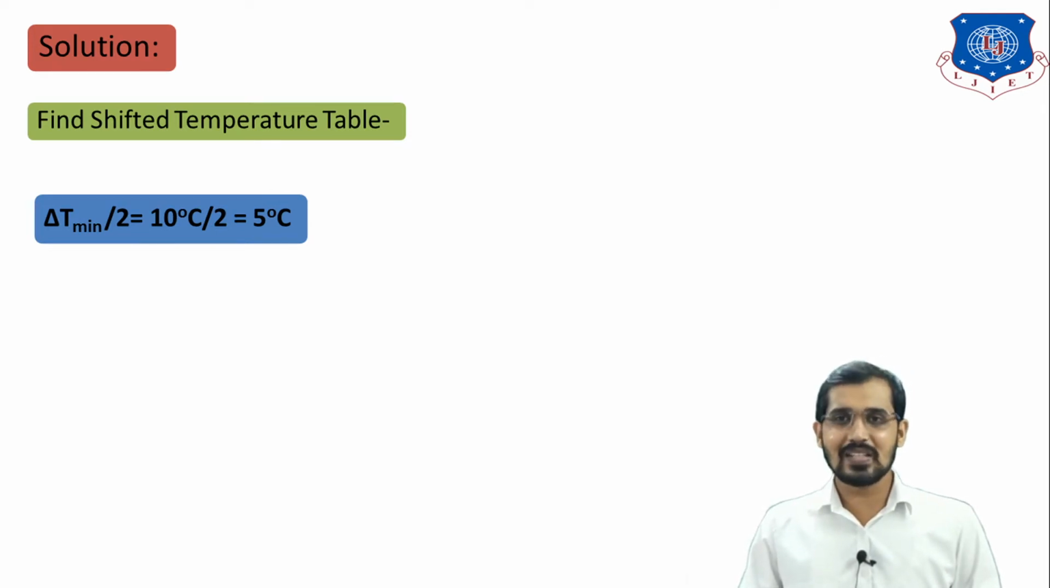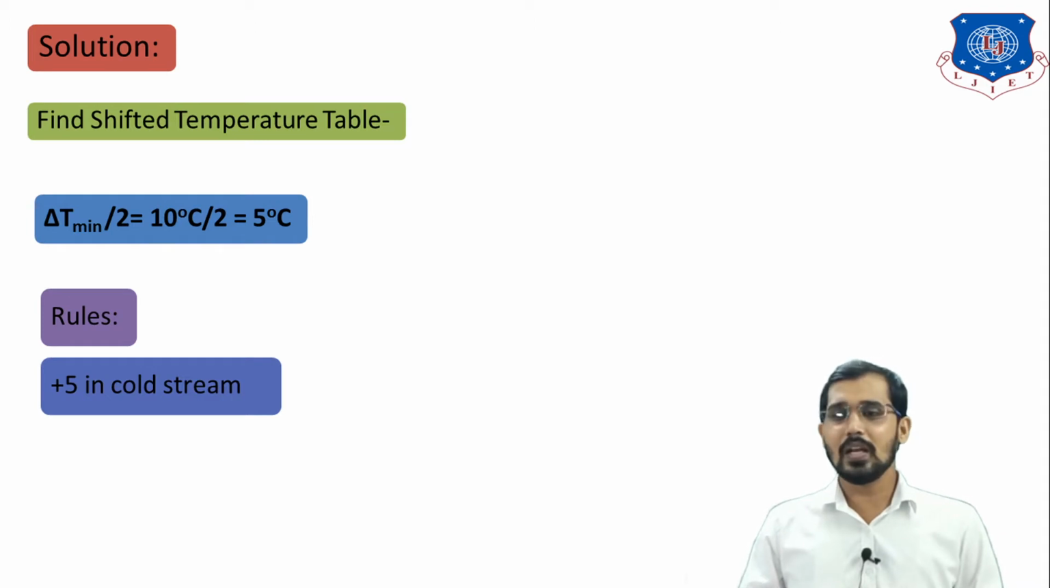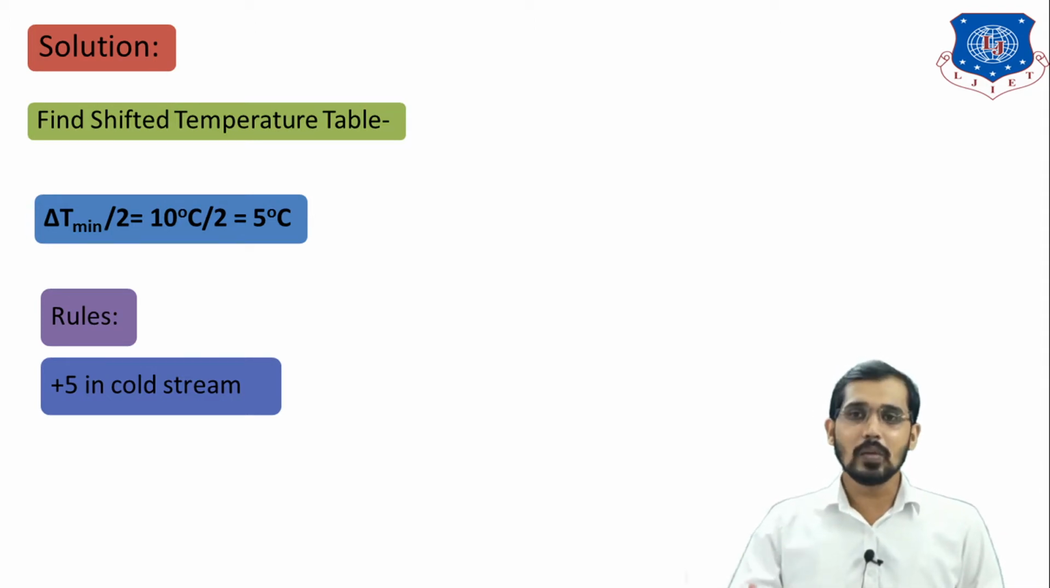This is the adjusted temperature. Now we are going to apply this temperature according to rules. We are going to add this temperature to the cold stream and we are going to subtract this temperature from the hot stream, because we know that heat is transferred from the hot stream to the cold stream. This is nothing but heat exchange. So you can see here we are going to add plus 5 in the cold stream because heat is added into the cold stream and it is removed from the hot stream.